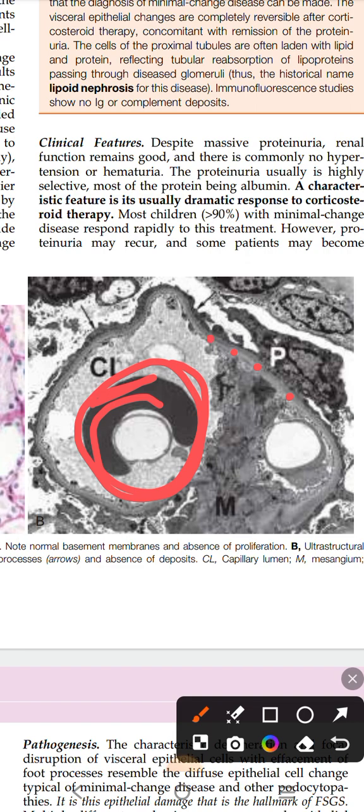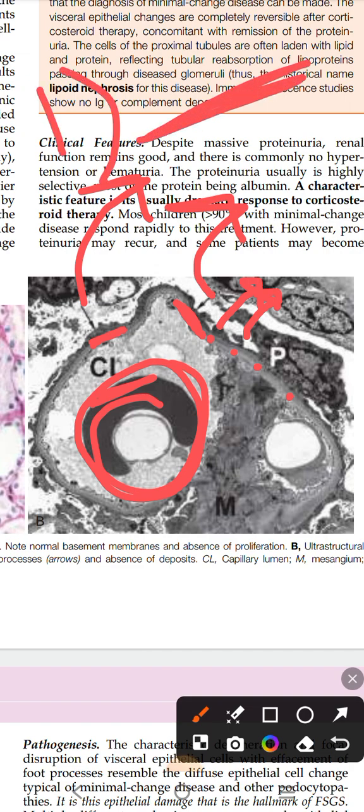I'm highlighting here the filtration barrier mainly. And immediately outside this basement membrane are your podocytes. This is your podocyte. And as the arrowhead shows, there is an abnormality here. This particular side shows that there is effacement or detachment of the foot processes occurring at these points.